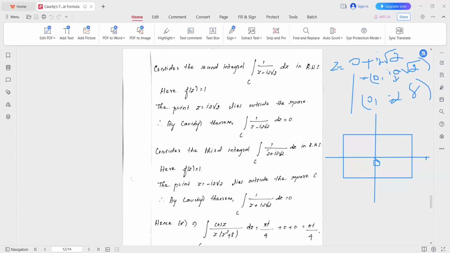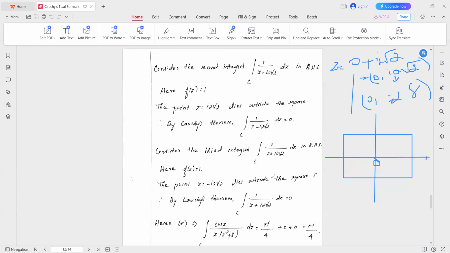Therefore, by Cauchy's theorem, the integral value will become 0, because at all the points inside the square the function is analytic. The only point where the function is not analytic is i root 2, but that point lies outside the square. It's not going to give any trouble for the function 1 by z minus i root 2 over this curve. Since the only point where analyticity fails lies outside the simple closed curve, the function is analytic at all points inside and on the curve. So by Cauchy's theorem, the integral value is 0.